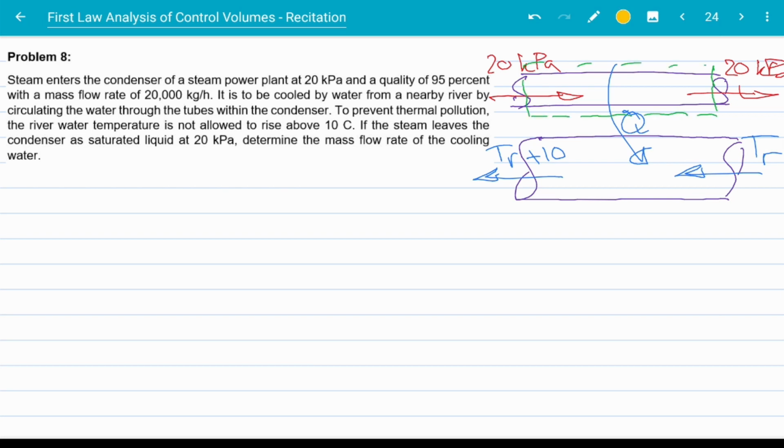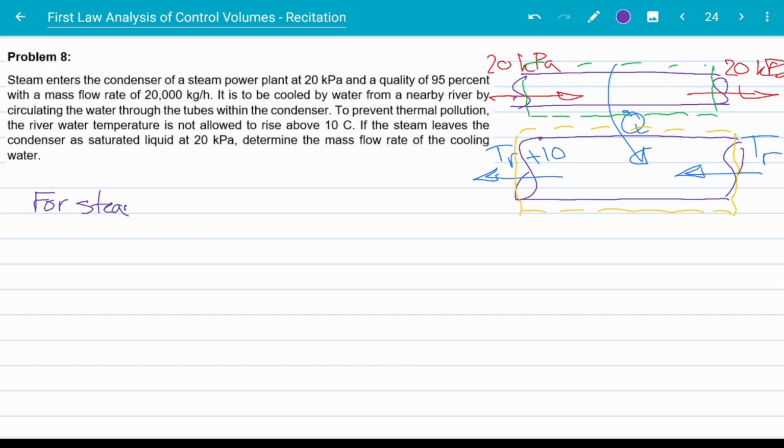The other control volume is the river. So we have the green control volume and the orange control volume. And what connects them is the Q, or heat transfer or heat interaction between steam and river. So let's start with analyzing the green control volume for steam.